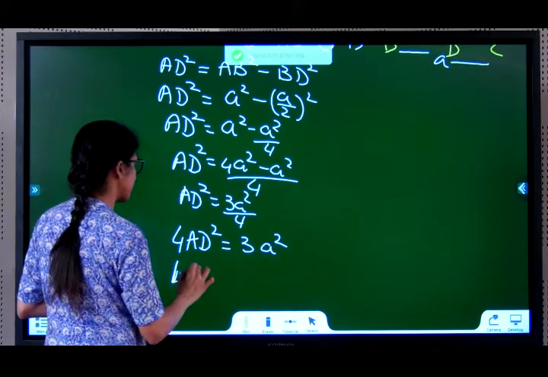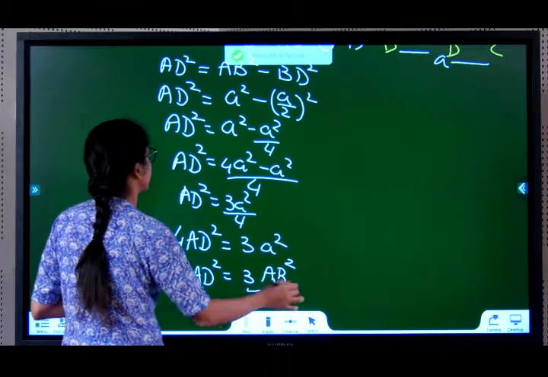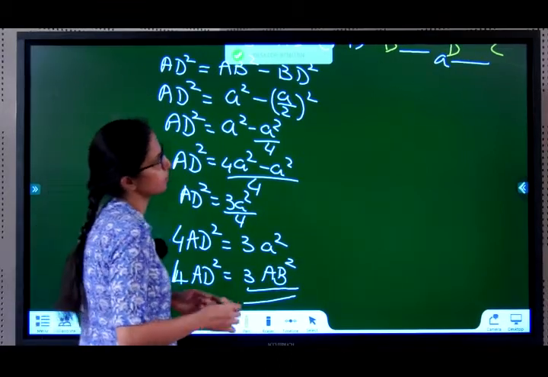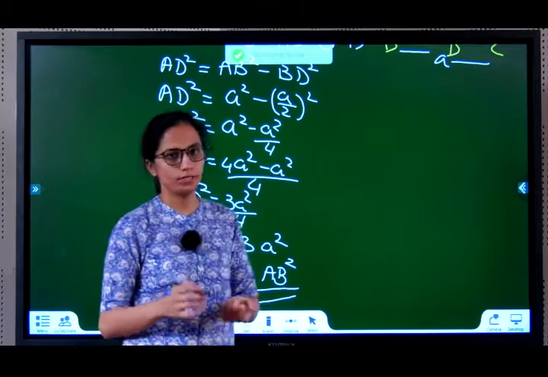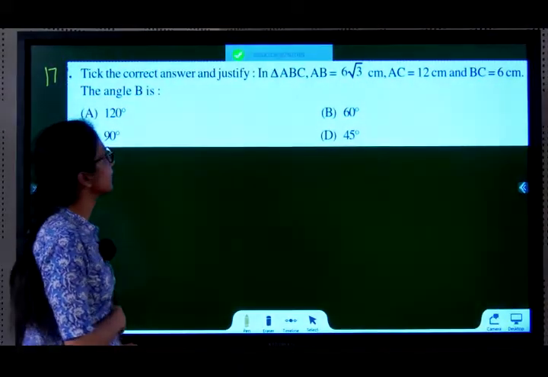A is nothing but your AB itself. You have to mention that in the starting. Let AB be equal to A, BC be equal to A, AC be equal to A. Okay, all that you have to write. Hence proved.